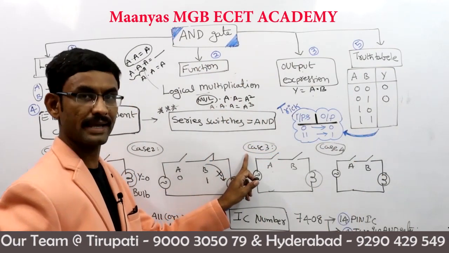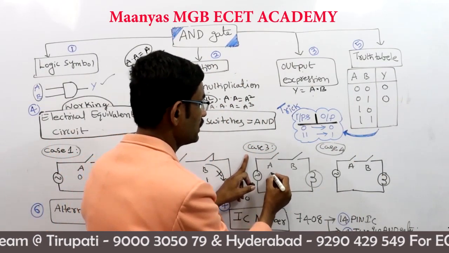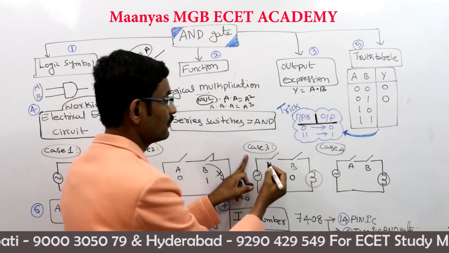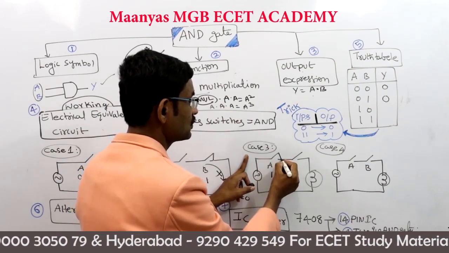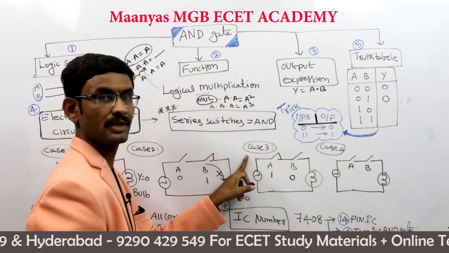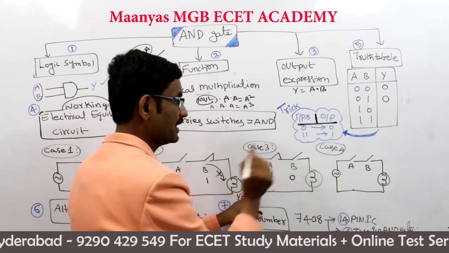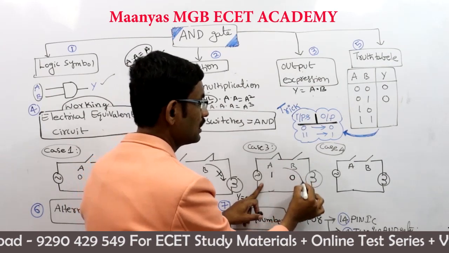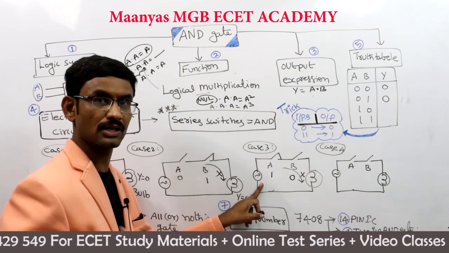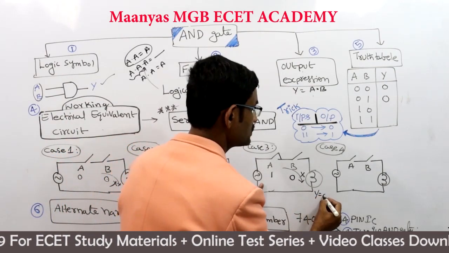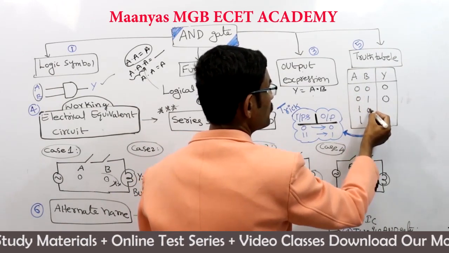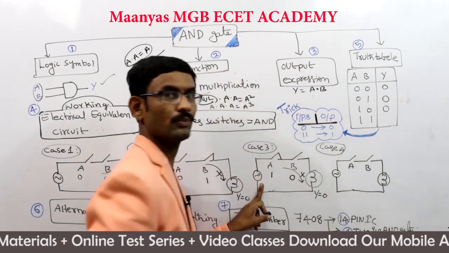Let us consider case 3. Here, A is equal to 1, B is equal to 0. For A equal to 1, the switch A is closed. For B equal to 0, the switch B is open. Here, even though switch A is closed, because B is open, no current flows in the bulb. The bulb does not glow. Here also Y is equal to 0. For the inputs A1, B0, Y is equal to 0.